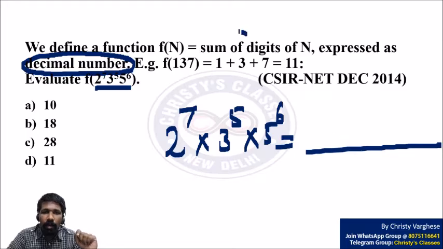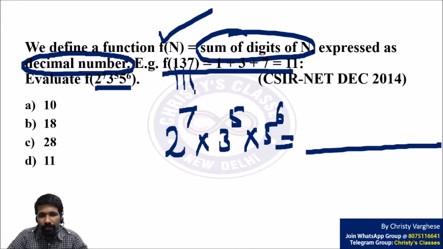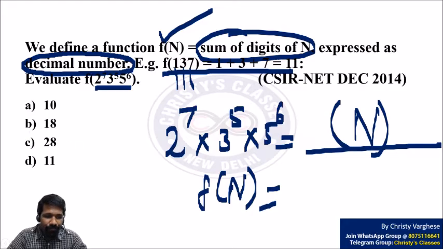And in the number, how many digits are there? That is not the meaning of f of n. The question is asking what is the sum of those digits? All the digits added. They have given an example. If it is f of 137, you have to do 1 plus 3 plus 7. Similarly, this number you are finding, n, find f of that number n. That should be the answer.